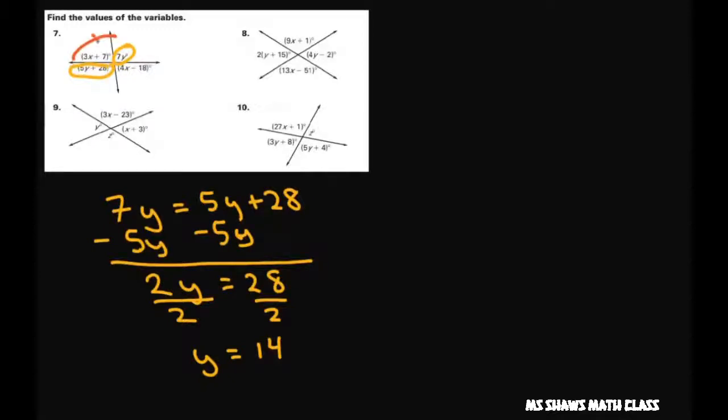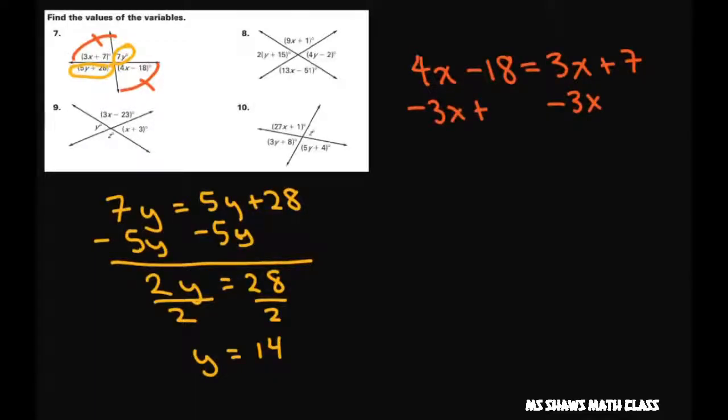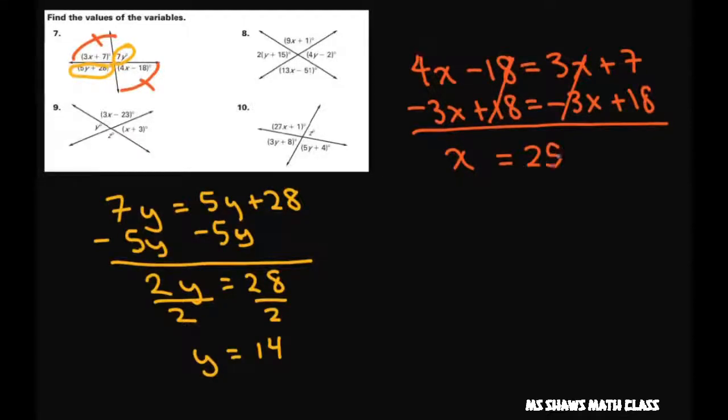And also these two angles are congruent by the vertical angles congruence theorem. So we set these two equal to each other. Here I'm going to subtract 3x from both sides and add 18 to both sides of the equation. Multitasking here. This will be 0, so you get x equals 25. And those are your two answers.